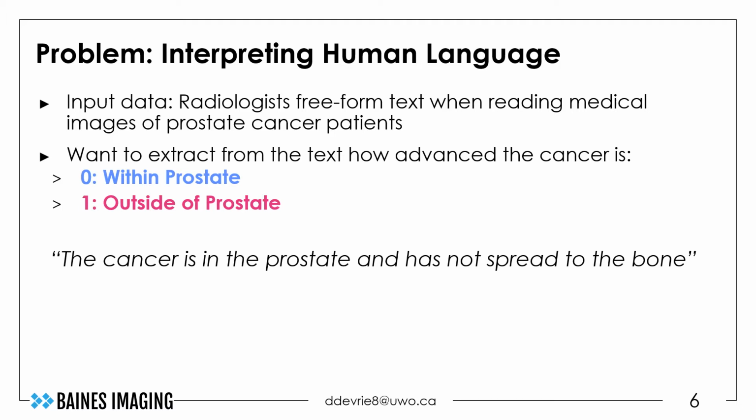What we want to do is classify these sentences to see how advanced the cancer is. We could give it a class or label of 0, which would mean that the cancer is within the prostate only, so it hasn't spread. Whereas the label of 1 means that it's spread outside of the prostate. If we look at our example, the cancer is in the prostate and it's not spread to the bone. Can somebody tell me what that class would be? Yeah, fantastic. That would be class 0, within the prostate.